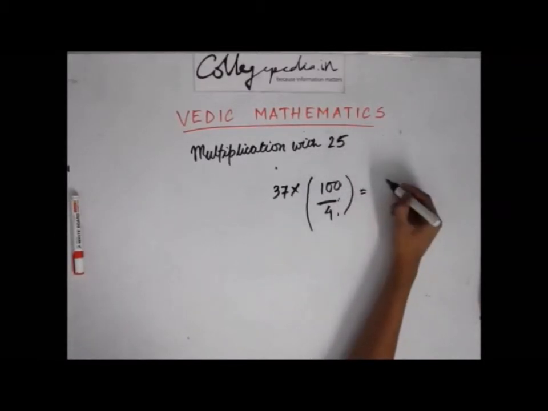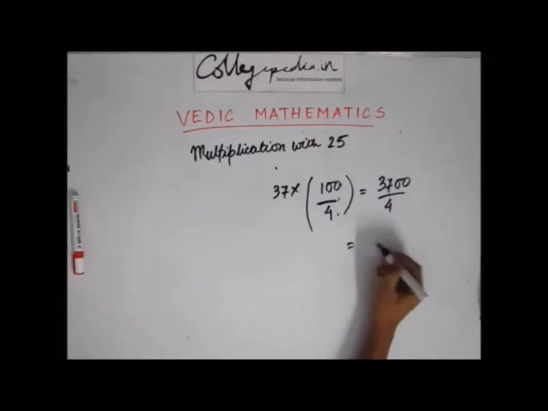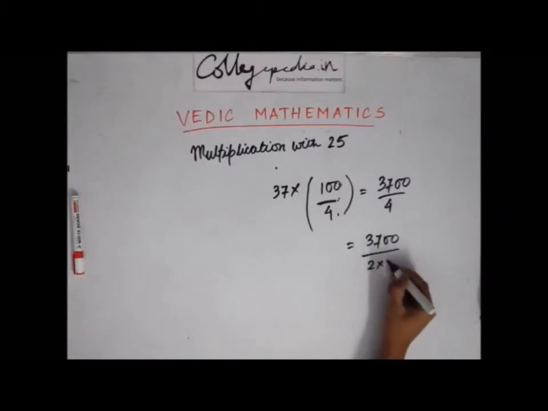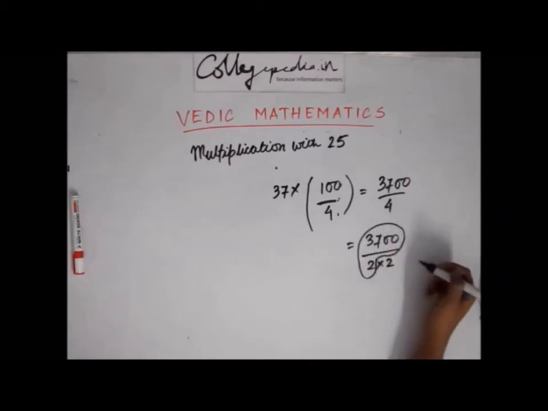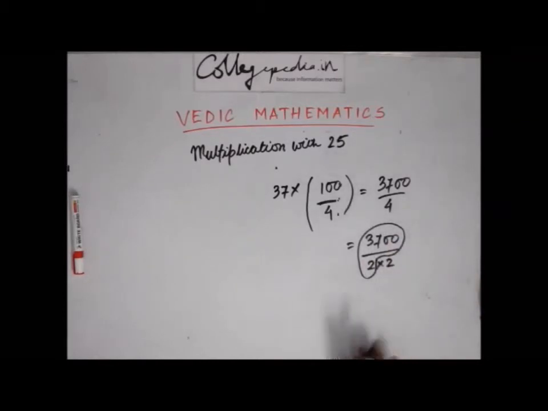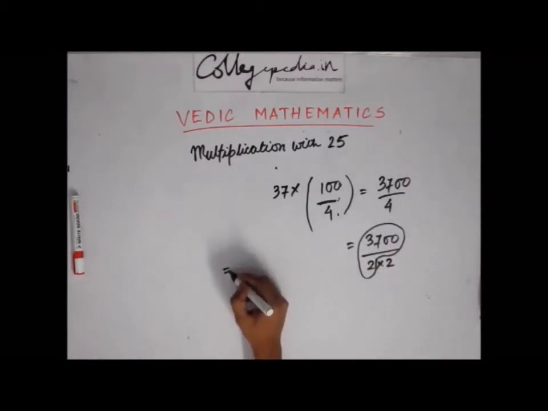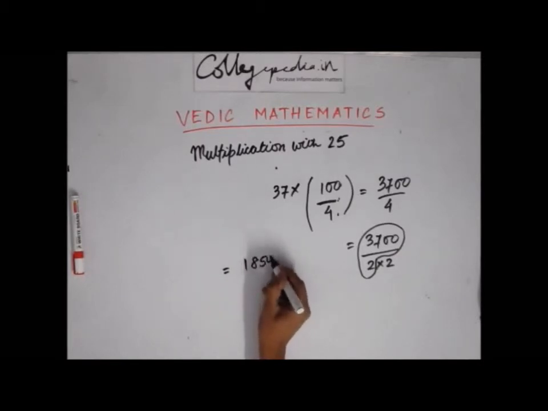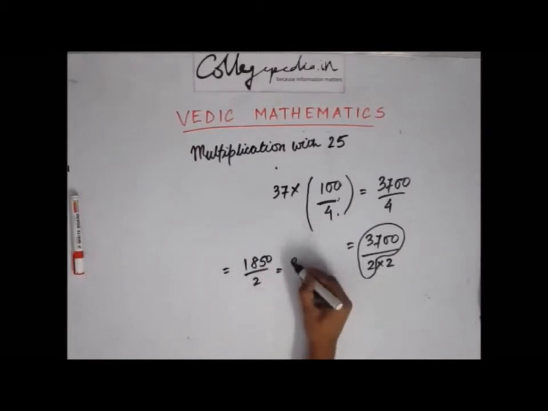Now 37 into 100, you just need to add 2 zeros, and then divide by 4. Now again, to make it simpler, you write 4 as 2 into 2. First divide by 2, and then whatever you get, divide that by 2 again. 3700 divided by 2 is 1850. This again divided by 2 is 925. So my answer is 925.